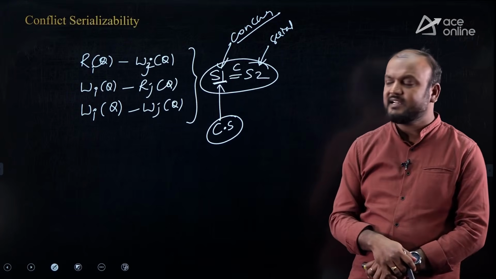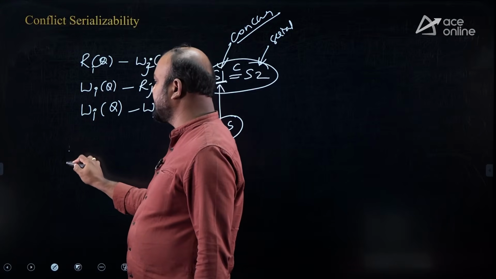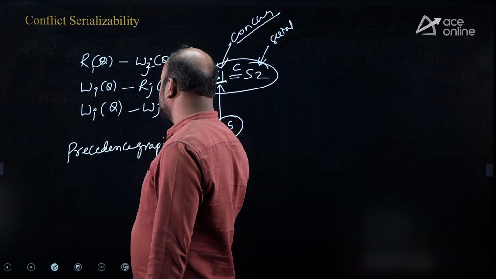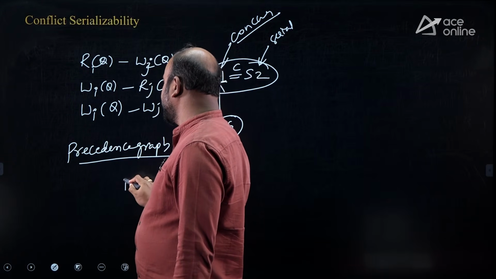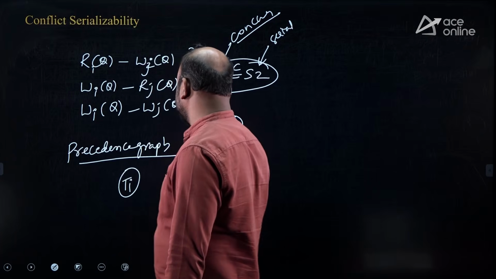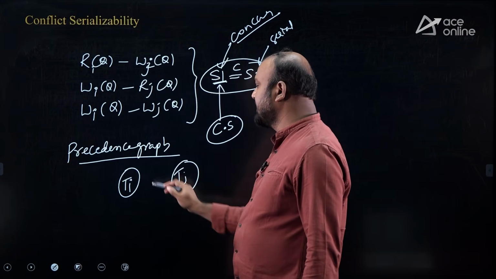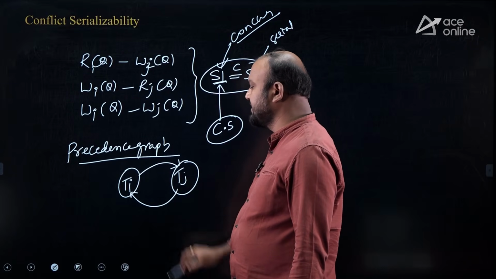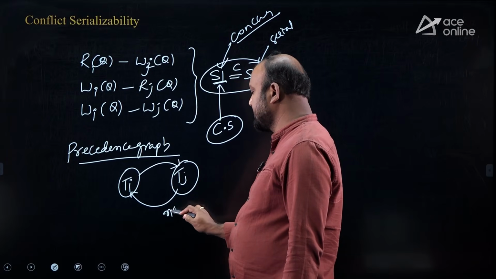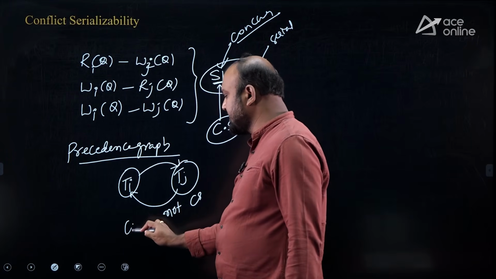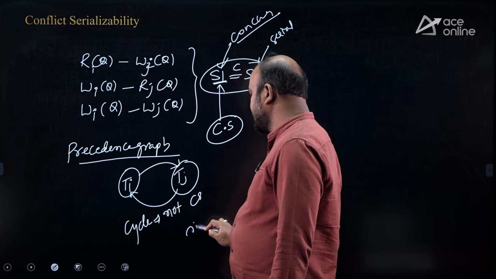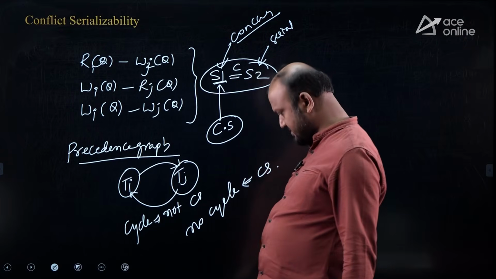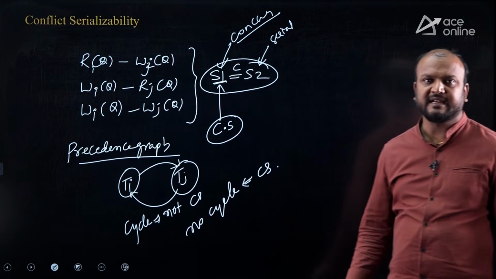How to check for conflict serializability? Conflict serializability is tested based on the precedence graph, correct? Means we have to draw the graph where each transaction has one vertex. If there is a conflict from I to J, there is an edge. If there is a conflict from J to I, that is also an edge. If there is a cycle, it is not CS. If there is no cycle, we can say that it is CS. Cycle or no cycle, that is the case we have to check.